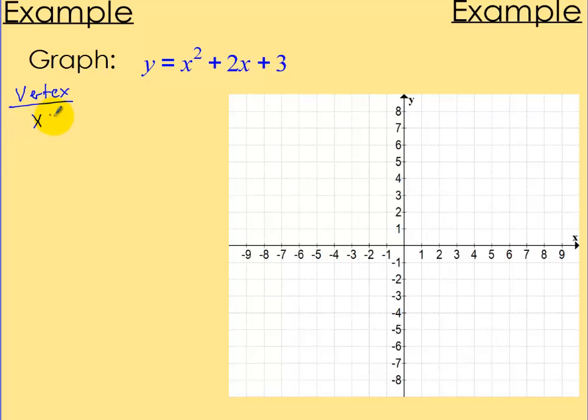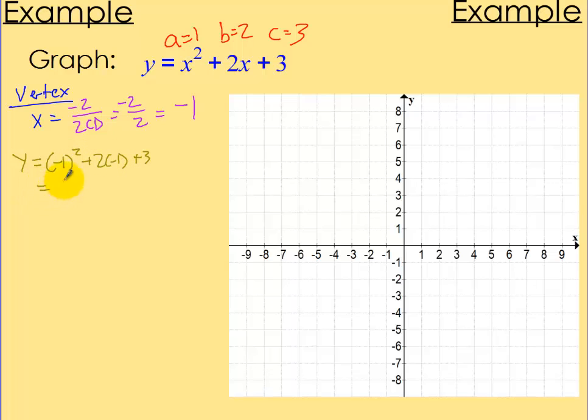Well, let's figure out what my a, b, c is. My a is 1, my b equals 2, and my c equals 3. So my x-coordinate is going to be negative b, so negative 2 over 2a, 2 times 1, which is negative 2 over 2, which is negative 1. If negative 1 is my x-coordinate, I figure out the y-coordinate by substituting that in. So y equals negative 1 squared plus 2 times negative 1 plus 3, which is 1 minus 2 plus 3. 1 minus 2 is negative 1, plus 3 is positive 2. So my vertex is at negative 1, 2.